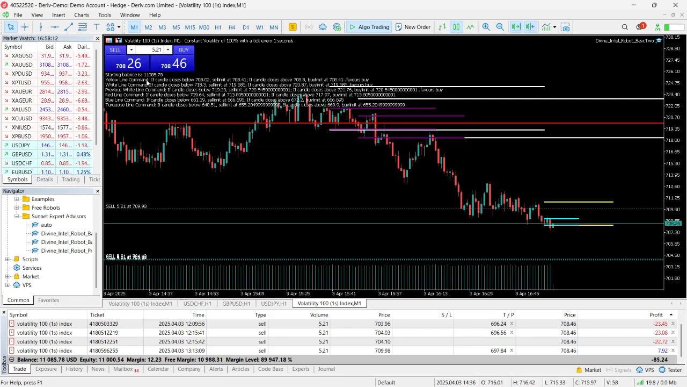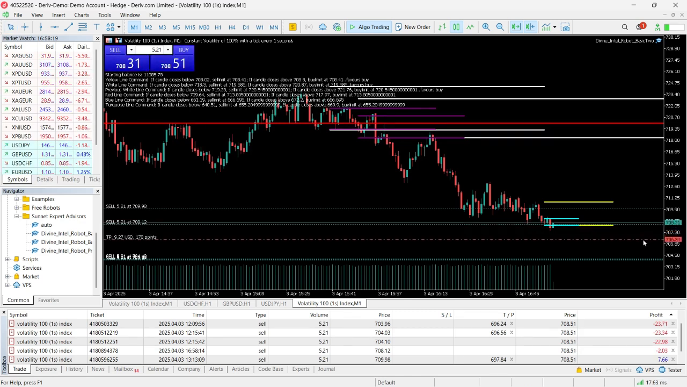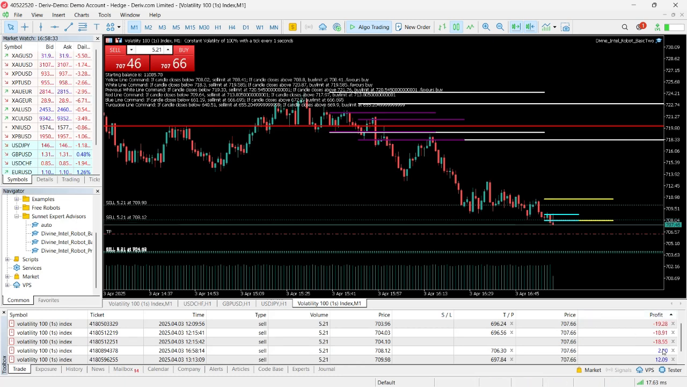Okay, right now we have a close below both the yellow and the signal aqua line. So now we can basically take a sell trade and wait for the price to fall, and then close the trade and take a profit. Right now we are at 2.98. We're at 3.